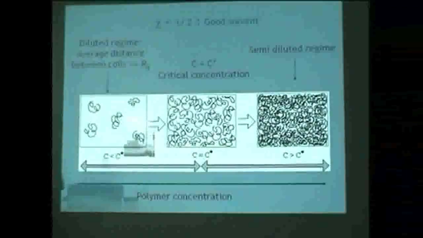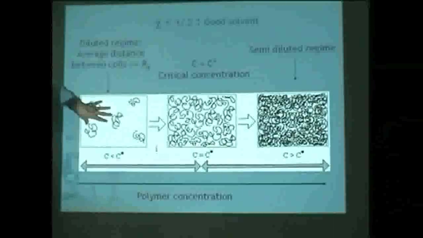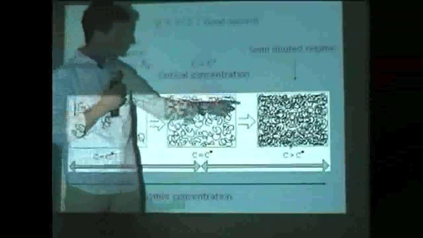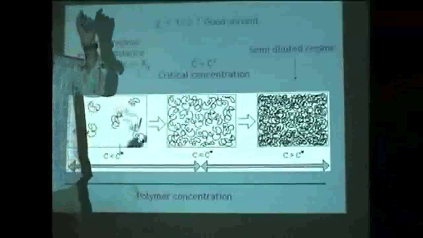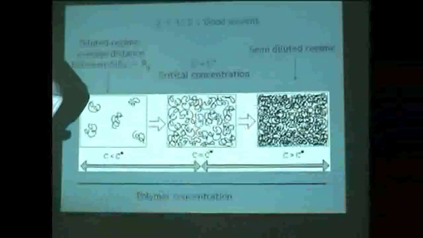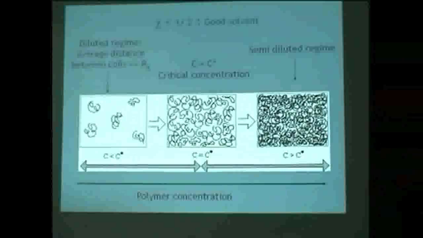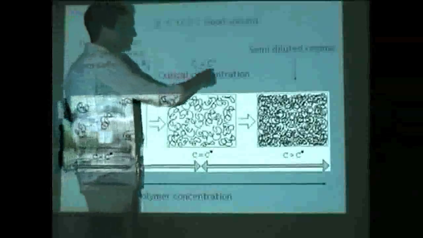So just for the sake of formalism, we call this regime the dilute regime. We call this regime the semi-dilute regime, or the entangled regime, we call that also. And this concentration is called, how is it called? We call it C star, okay. It's called the concentration critique de recouvrement. It's a critical concentration of, well, not really saturation, it's critical entanglement concentration, okay? And most of the time it's called C star, okay?